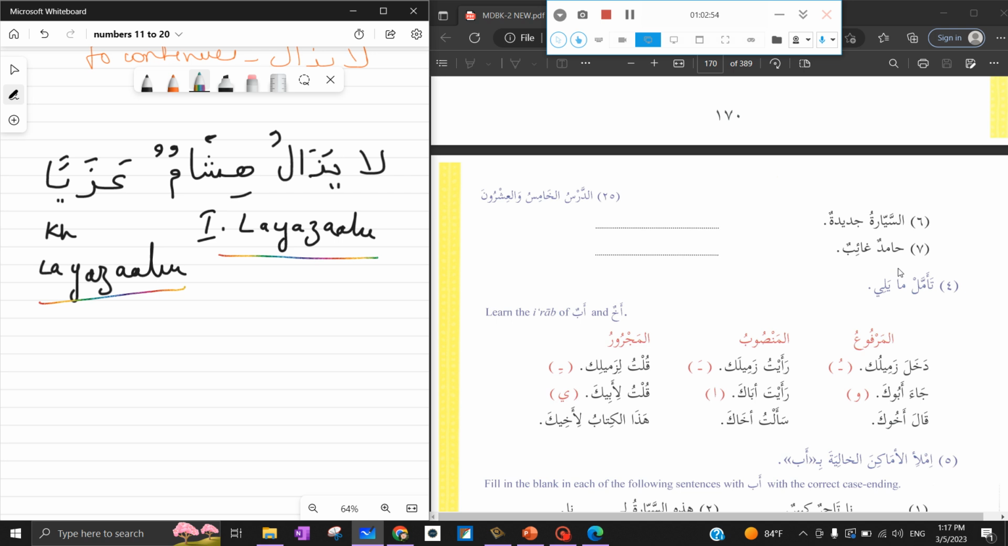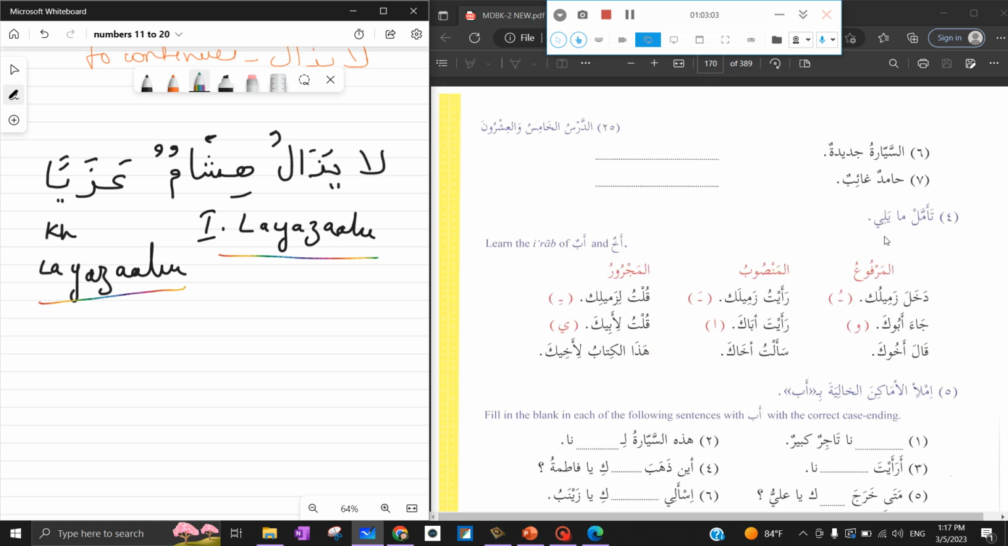And then Hamidun ghaibun la yazalu Hamidun ghaiban. Ba with fathatain and alif. Now let's go on to exercise number 4. Tamil Mayali means complete what are the following.